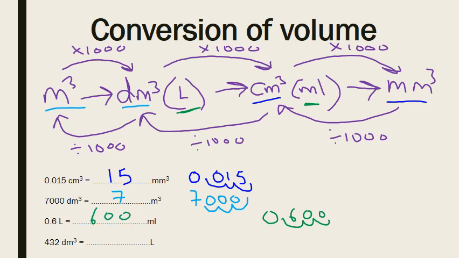And you've got 432 decimeter cubed. Okay, you have to convert it to litres. Now decimeter cubed to litres, they are exactly the same, so we can just put the same number, 432.